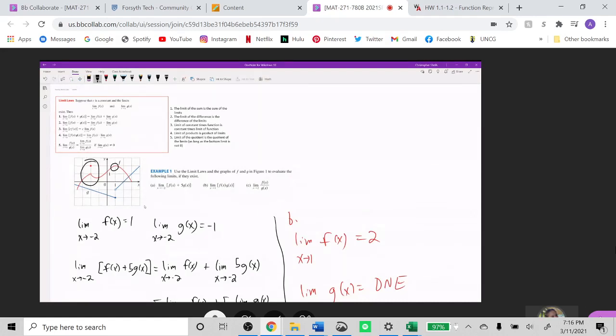Over here, though, for instance, as x approaches -2 of f of x, the actual limit is the value that the graph is getting close to as the graph gets really, really close to -2. So the limit of f of x as x approaches -2 is 1. But f of -2 is 2. Okay, that makes sense. You may proceed. Awesome.